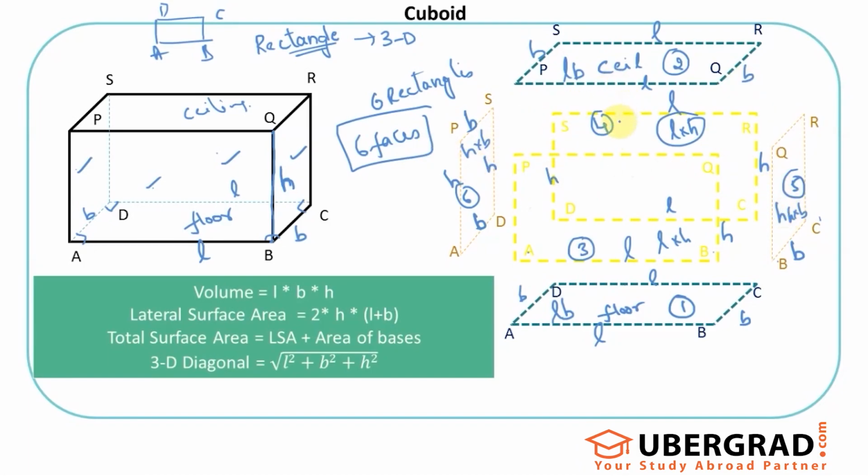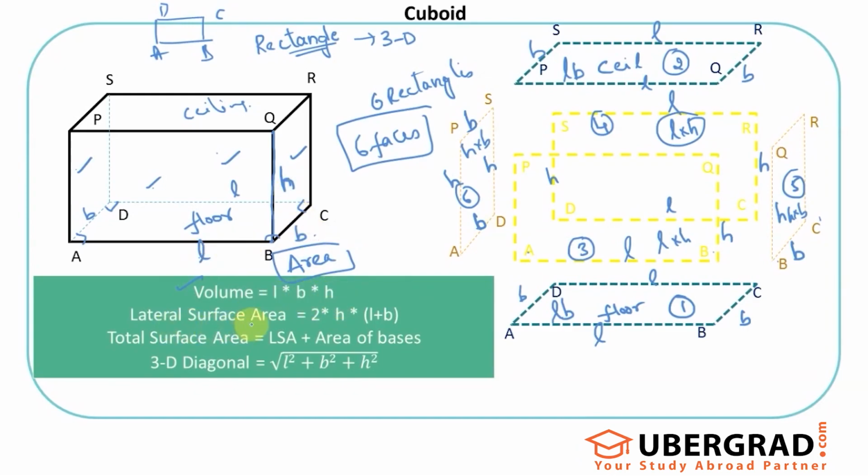Keeping this in mind, let's get to the standard things that are required to solve the questions based on this. First, the volume. Like how we talked about area for 2D shapes, the volume is the one which we'll generally talk about. That is basically length into breadth into height, right? So for a cuboid of dimensions L, B and H, it will be L into B into H.